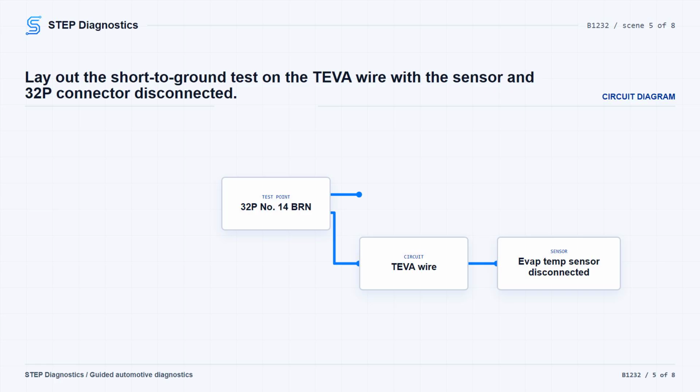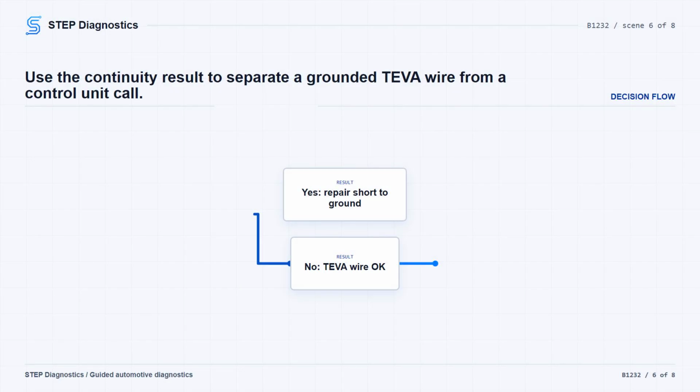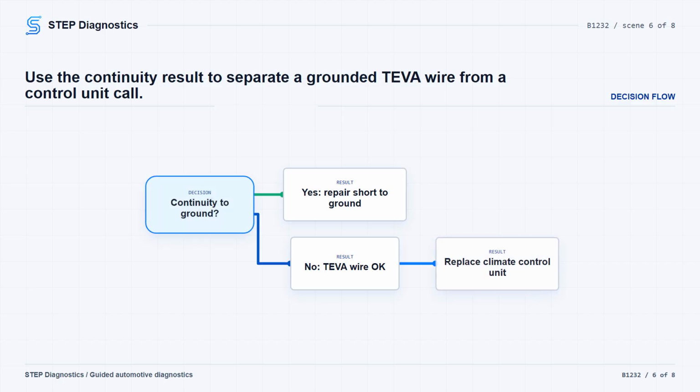Now check for continuity on the TEVA circuit between climate control unit 32P connector No. 14, BRN, and body ground. This is a short-to-ground check on the wire between the climate control unit and the evaporator temperature sensor. If there is continuity to body ground, repair the short to body ground in the wire between the climate control unit and the evaporator temperature sensor.